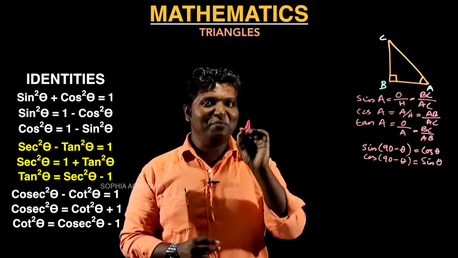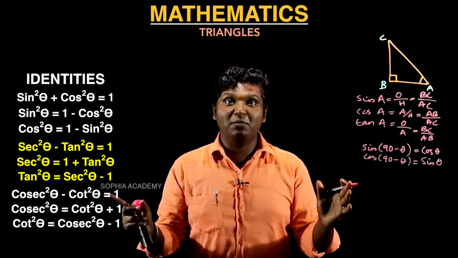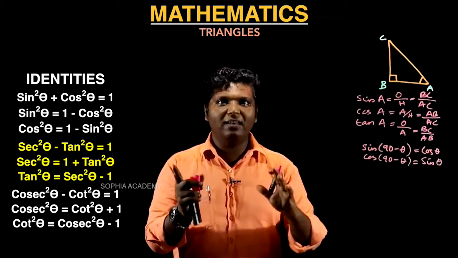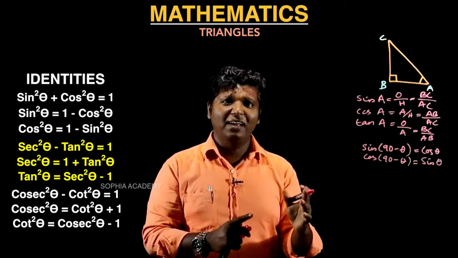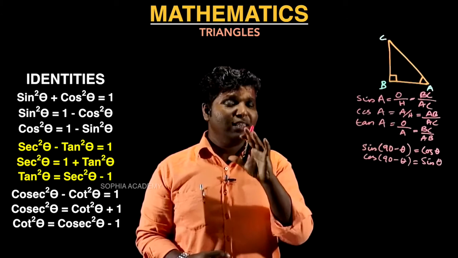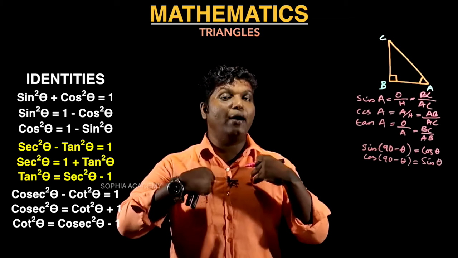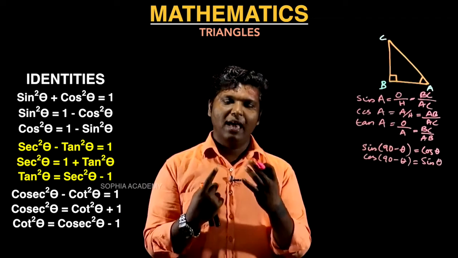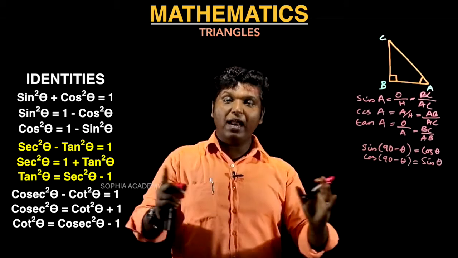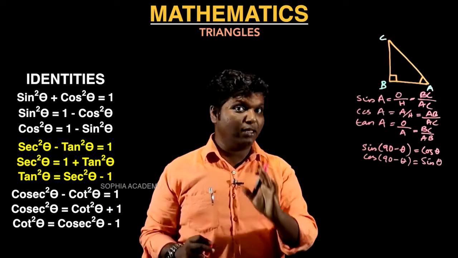Because this is the main thing that students used to get amazed by, since they have no idea about these identities. Actually, there are only 3 identities which you have to keep by heart in your mind, and from those 3 identities, every identity will come. I will tell you what the 3 identities are.